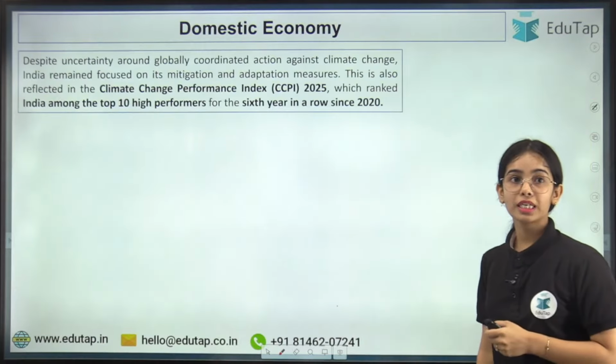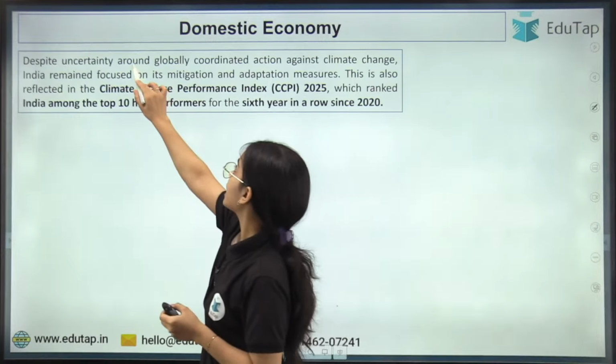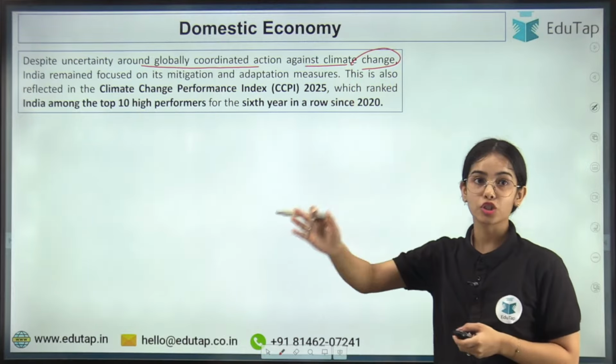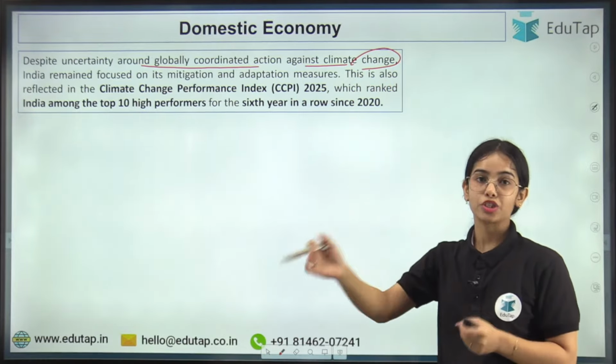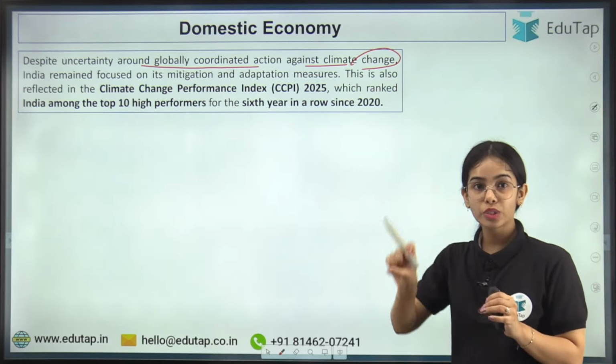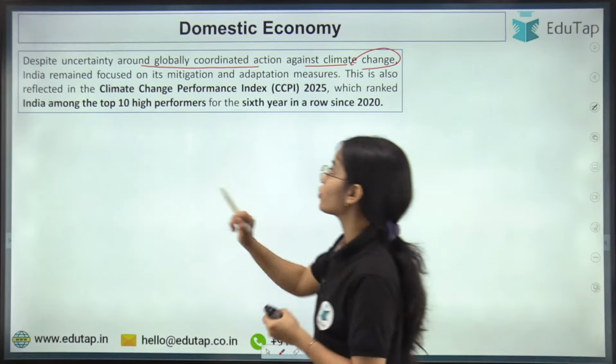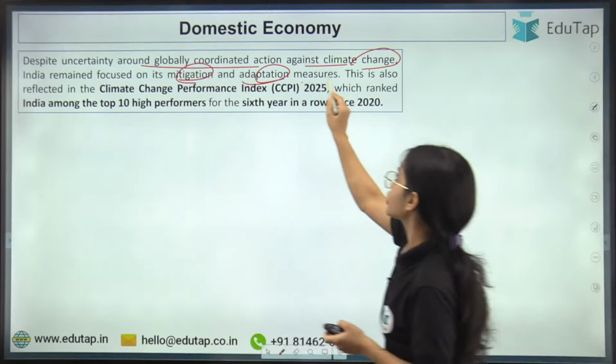Okay, now coming to the next part, that is, despite uncertainty around globally coordinated action against climate change, India remained focused on its actions for mitigating the climate change, for reducing the effects of the climate change, and for adapting to the climate change. So India remained focused on its mitigation and adaptation measures.